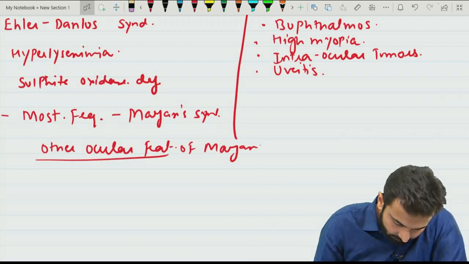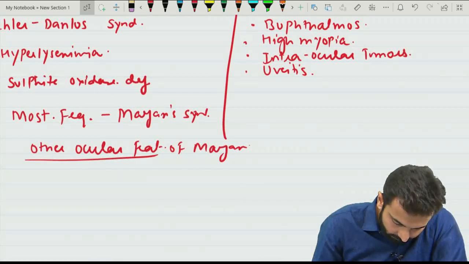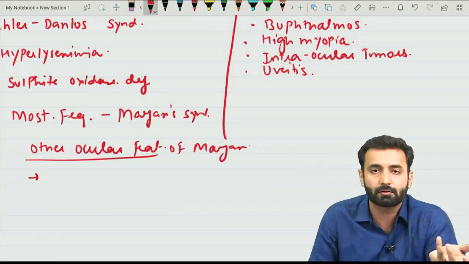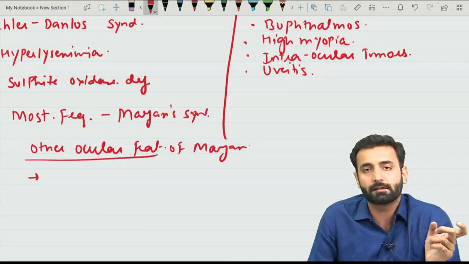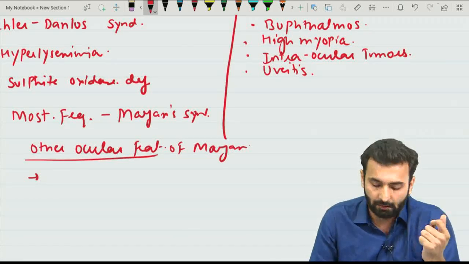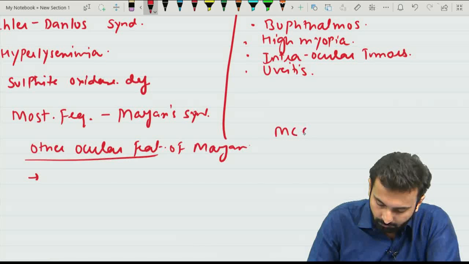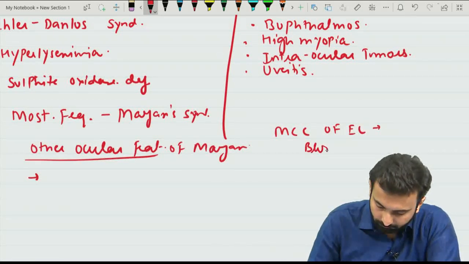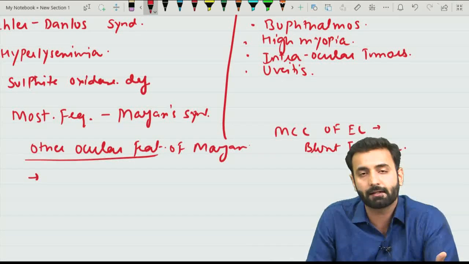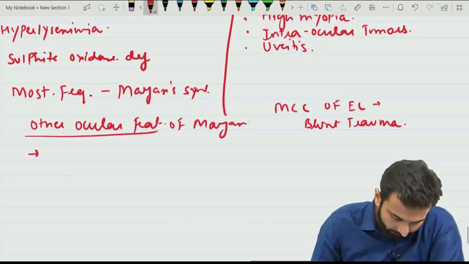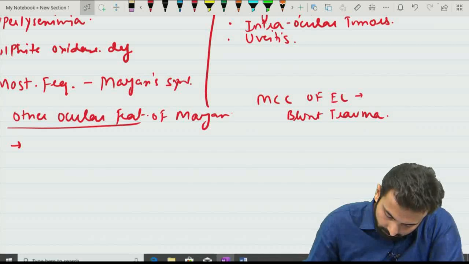So this is the most common cause, as we have discussed. In systemic association, if they ask about syndromic association, the most common syndromic association is Marfan syndrome. If they ask you the most common cause of ectopia lentis, the answer will be blunt trauma. If they ask you the syndromic association, then the most common one is Marfan syndrome, right? Now coming to the next question.